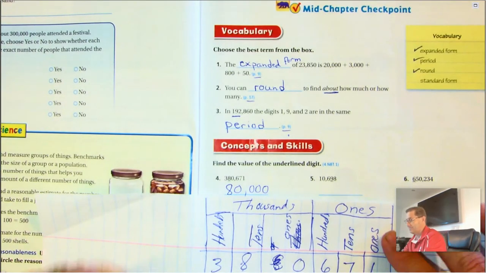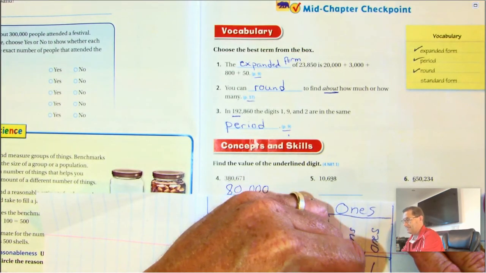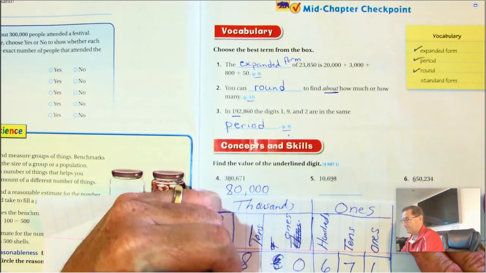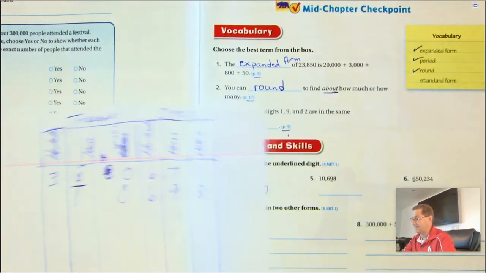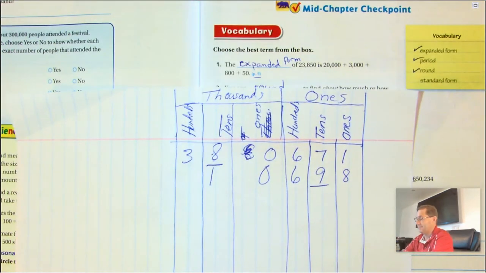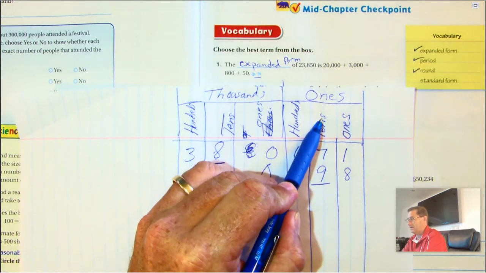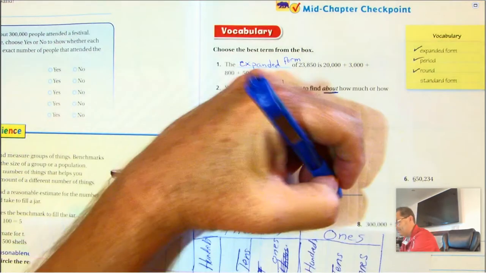The next number, we're going to write 10,698. Okay, so I've written 10,698, and the 9 is underlined in this case. So this time, the 9 is in the tens column of the ones period. So 9 tens is 90.